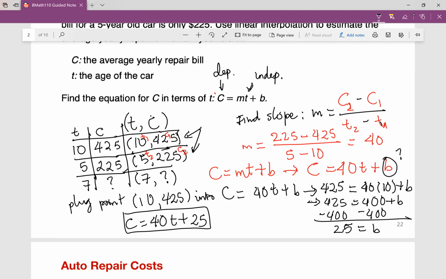So then if I want to estimate, no, actually we don't need to estimate.